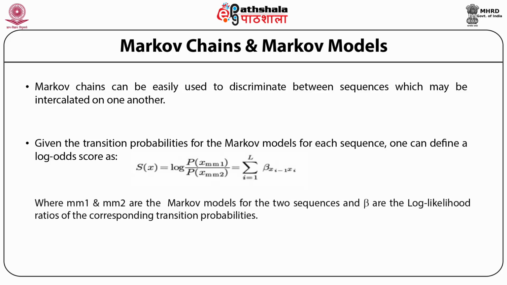S of x is the log of P(x given Markov model 1) divided by P(x given Markov model 2), which in terms of the shorthand notation I have used becomes a summation of the beta(xi-1, xi), where the beta(xi-1, xi) itself is nothing but the probability of xi given xi-1 and so forth. So this sort of log odds ratio can be fairly easily defined, which then tells me the probability that I am either in this particular sequence of states, or in that particular sequence of states.